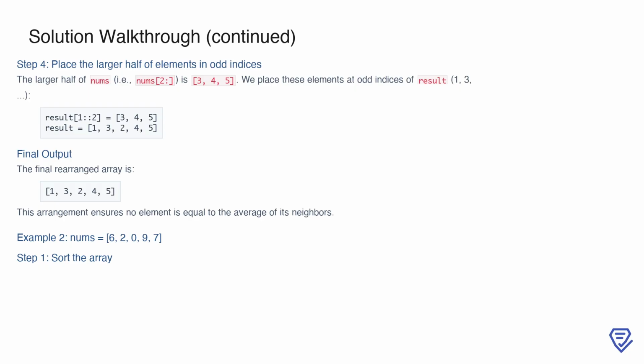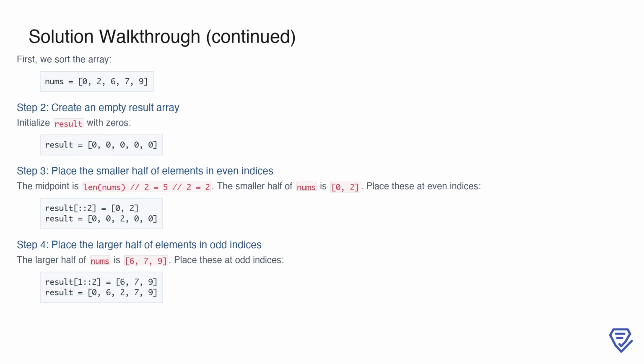Moving on to the next example, we are given nums as 6, 2, 0, 9, 7. Starting with this new array, the first step is to sort it. After sorting, nums becomes 0, 2, 6, 7, 9. We then create an empty result array, initialized with zeros, just like before. The result array at this point is 0, 0, 0, 0, 0.